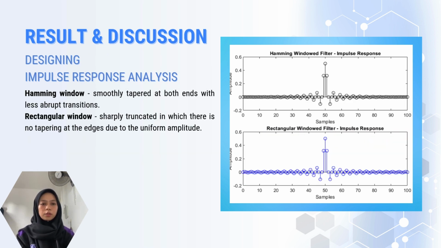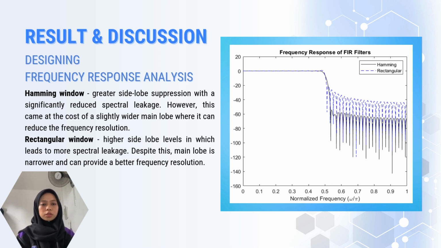Moving on to designing, we plot the impulse response analysis for both the Hamming window and rectangular window. The results obtained are shown where the top is the Hamming window filter and the bottom is the rectangular window filter. From here, we can observe how the Hamming window is smoothly tapered at both ends with less abrupt transitions. Nevertheless, the rectangular window displays sharp truncation, in which there is no tapering at the edges due to the uniform amplitude. Now for the frequency response analysis.